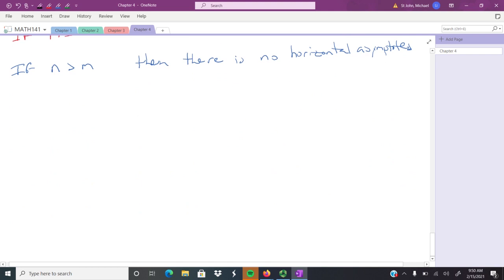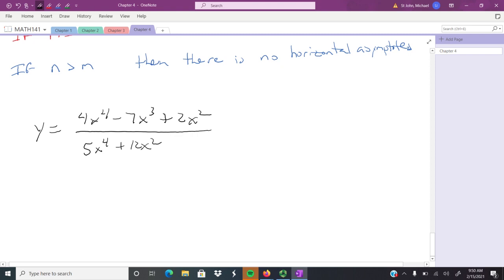So let's look at an example of one of these cases. Let's say I had something like this: y equals 4x to the fourth plus 7x cubed plus 2x squared over 5x to the fourth plus 12x squared minus 21. Well, there will be a horizontal asymptote at y equals 4/5. The degree on the top is equal to the degree on the bottom, and so the asymptote is given by the coefficients in front of the highest degree term.